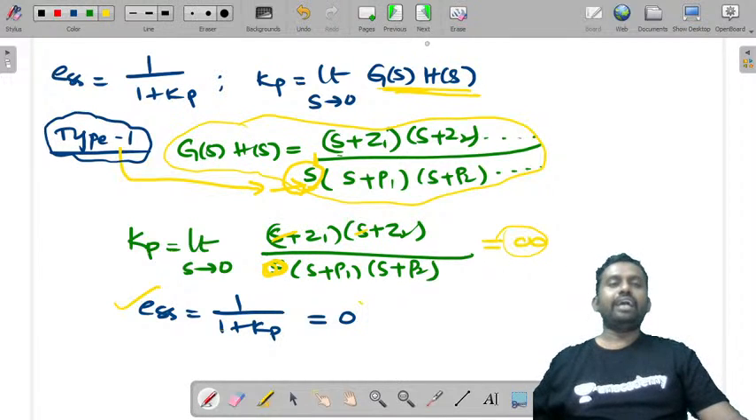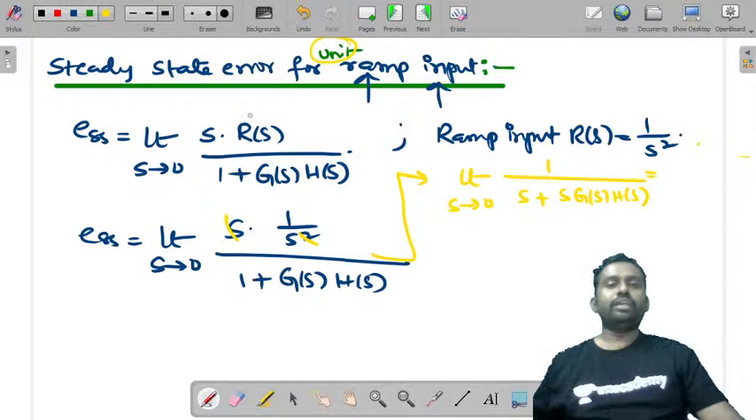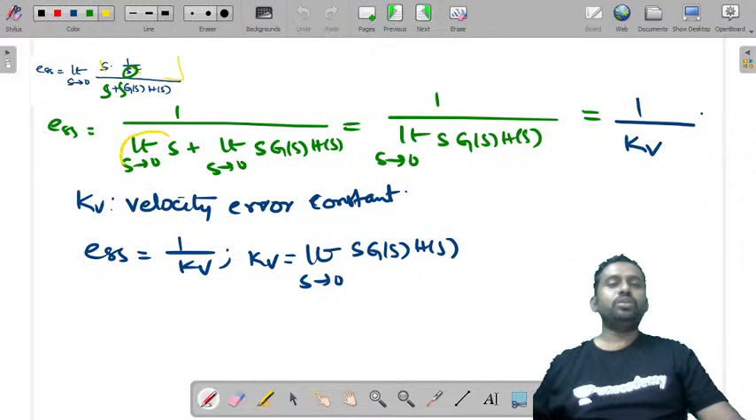If you go for the higher order type 2 and so on, you'll obtain the same values. Now for the ramp input, r of s will change, where r of s is 1 by s squared. So s into r of s will give you 1 by s again, and here you'll get an s term when you apply the limit. So this is becoming 0. This is written as 1 by limit s tends to 0 of s into g of s into h of s, which is called the velocity error constant. So this is the expression for velocity error constant, and steady state error will be 1 by kv.